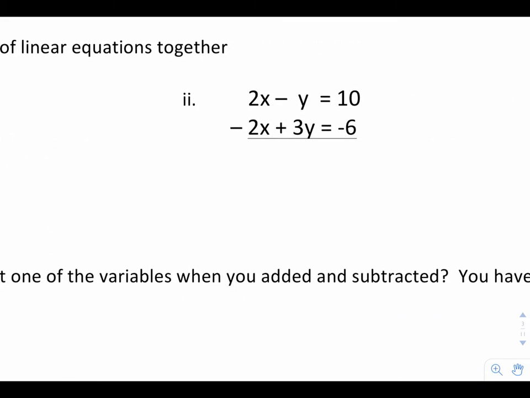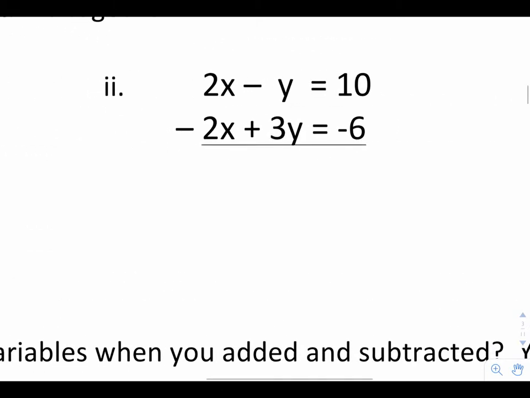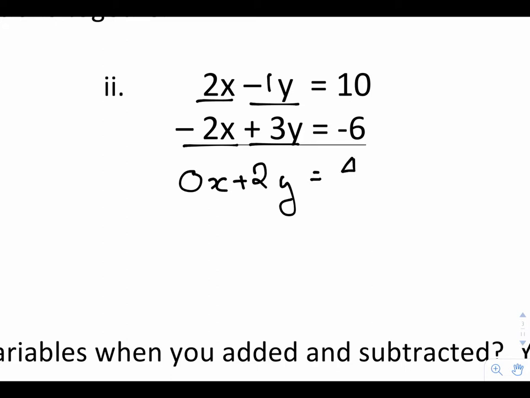Now the same thing is over here. I'm going to add these together. This time notice that when I add the 2x and the negative 2x, it cancels to give me 0x. On the other hand, the negative y and the positive 3y, when I add them together, I end up with positive 2y. Again, we add the coefficients, so negative 1 plus 3 gives me 2. And finally, 10 plus negative 6 gives me 4. So what I end up with here, I can ignore the 0x, or you can think of it as just 0. I end up with 2y equals 4.